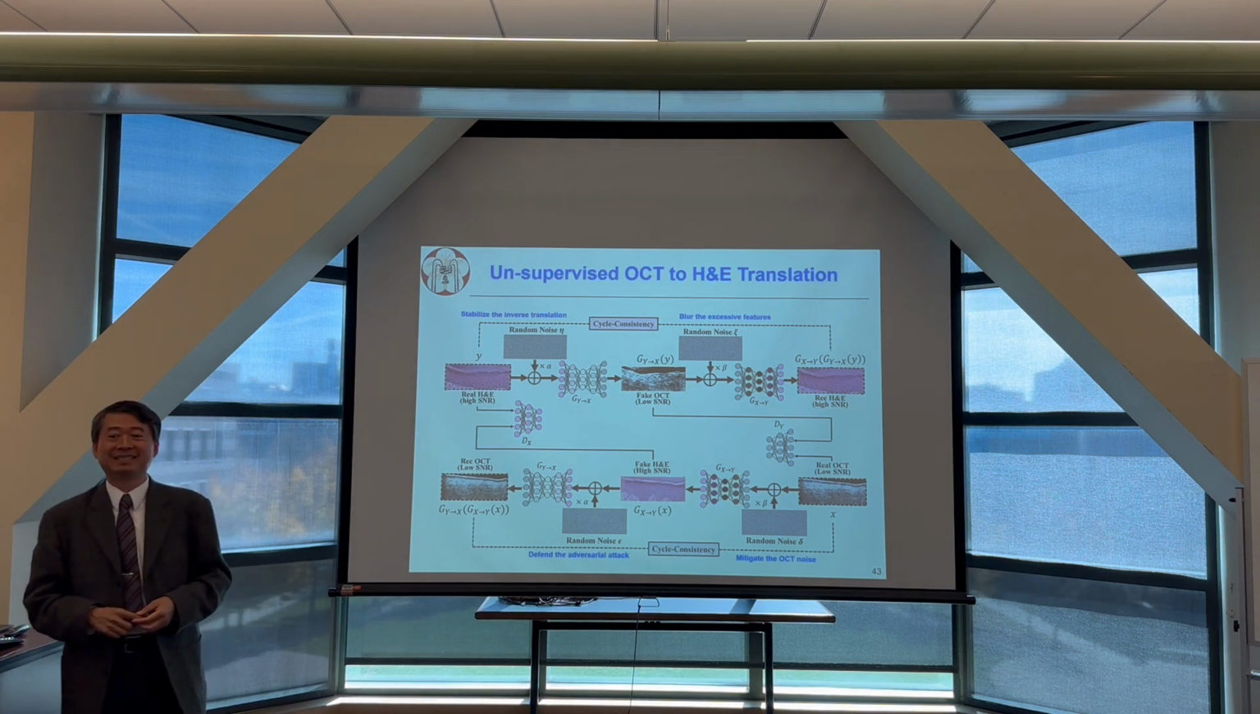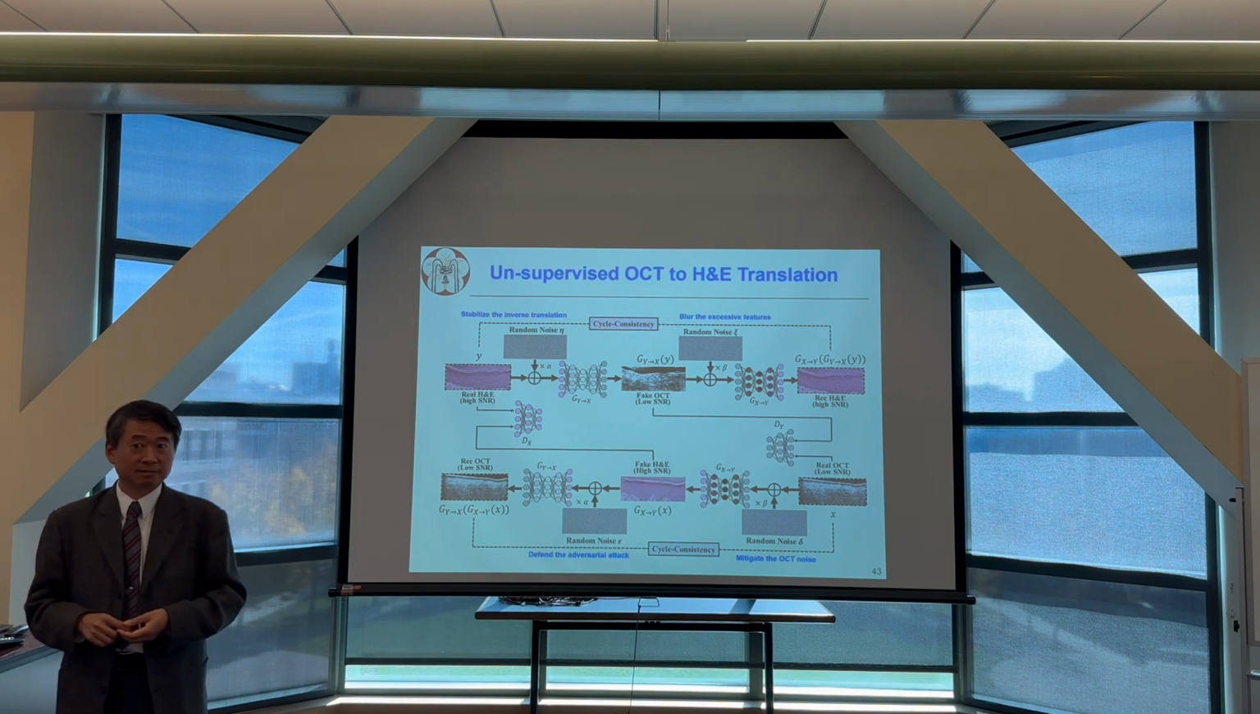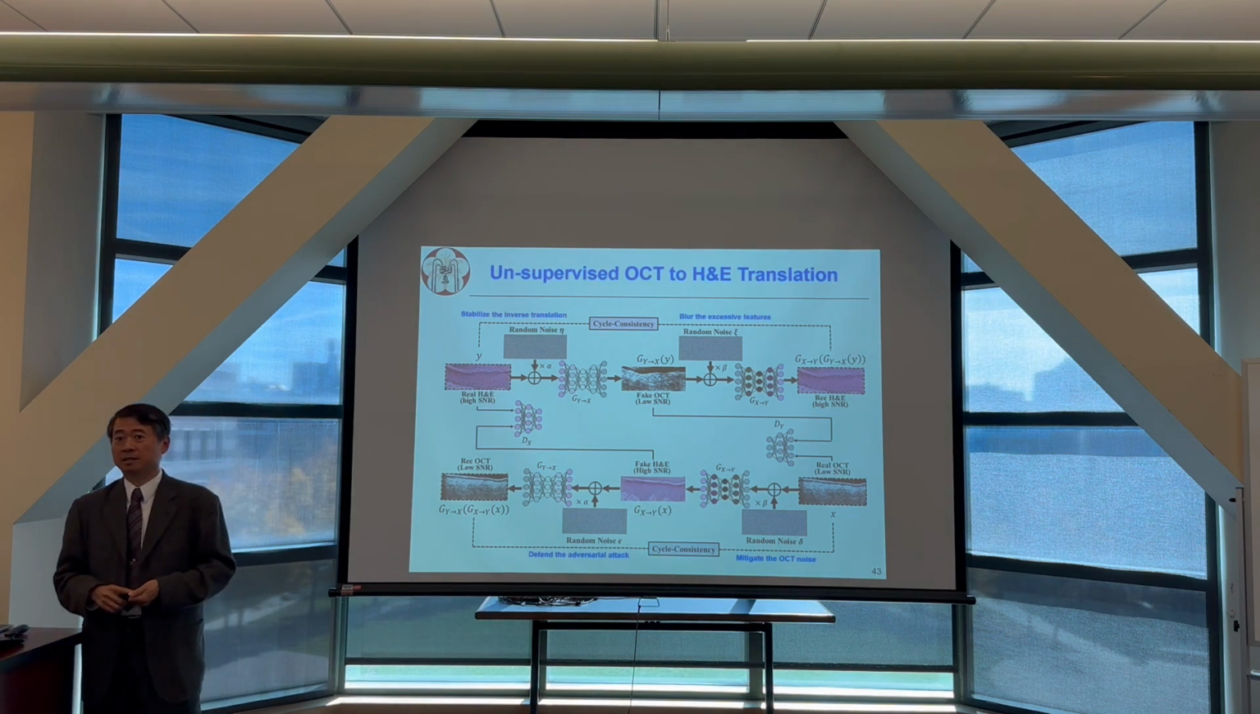You mentioned with the H&E that you can only get 2D images, but with OCT you can get 3D. Can you actually translate a 3D OCT image to a 3D, quote-unquote, H&E image? That's exactly what we are working on right now.